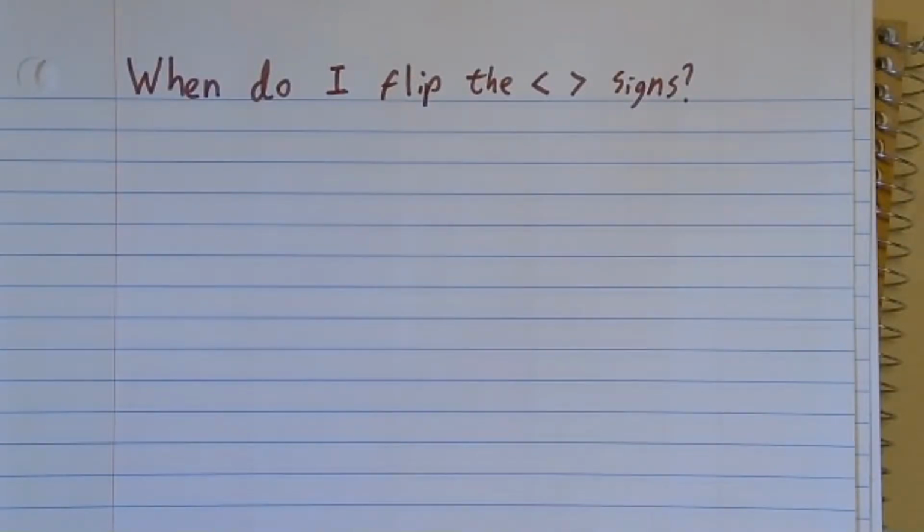In this video, I'll go over the why behind the fact that we sometimes flip the less than and greater than signs, and sometimes we leave them as is. So I'm going to do some numerical examples and talk about why this is what we do.